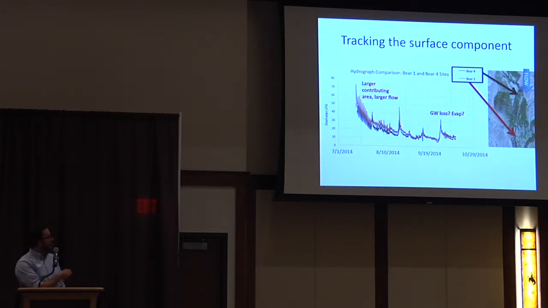And not surprisingly, early in the season, what we see is that the downstream gauge point, which has the larger contributing area of the watershed, has a larger amount of water. It has a higher flow through it, simply because the upstream point doesn't have as much of the catchment to contribute water to it. As we go through the season, you get some interesting anomalies.